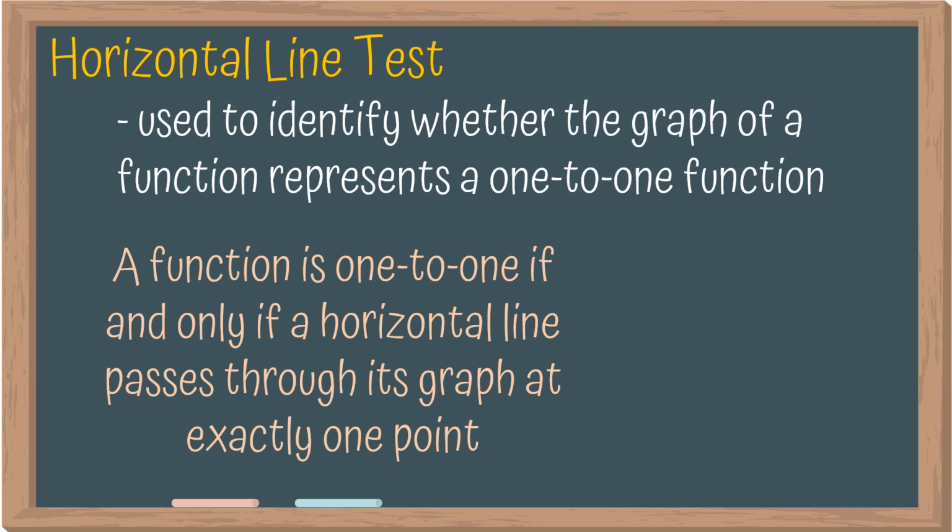In our example here, if we will draw a horizontal line across our graph, we can see that it will intersect the graph at exactly one point only. Thus, we can say that this graph represents a one-to-one function. Let us have more examples.